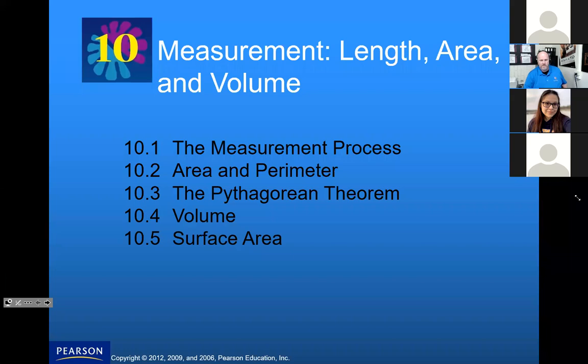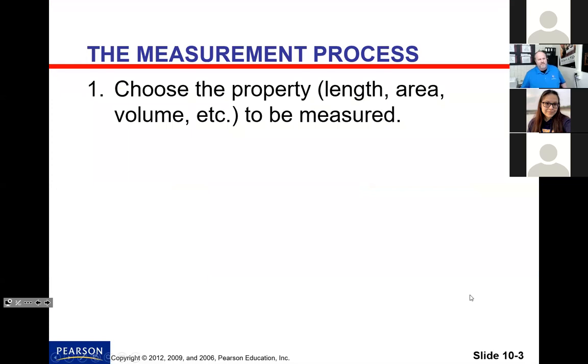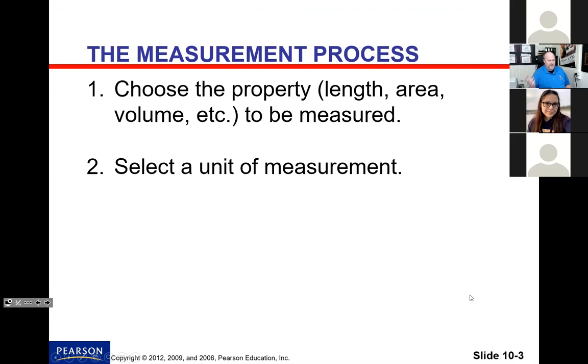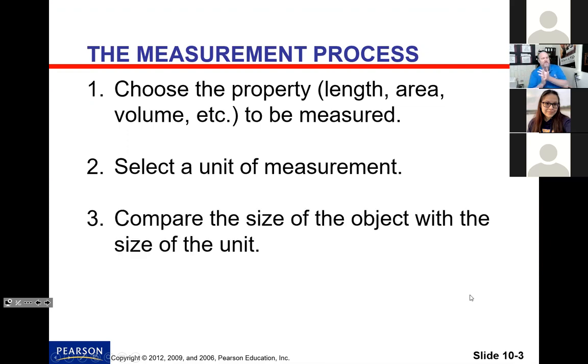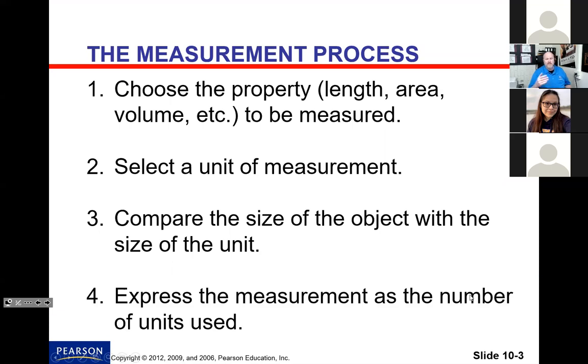Let me move that a little smaller on my screen there. There we go. Okay, the measurement process. We can talk about different properties of it. The main ones that you use all the time: you want to choose the property, length, area, volume, whatever. Select the unit of measurement. For instance, you either select imperial or metric, which we're going to talk about. Compare the size of the object with the size of the unit, like using a ruler and measuring something out. And then express the measurement in a number with units.